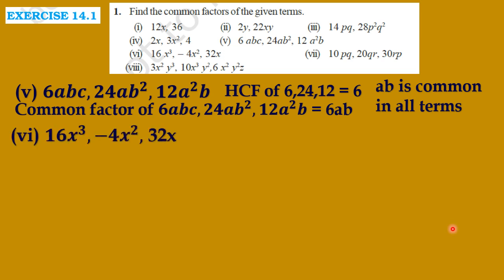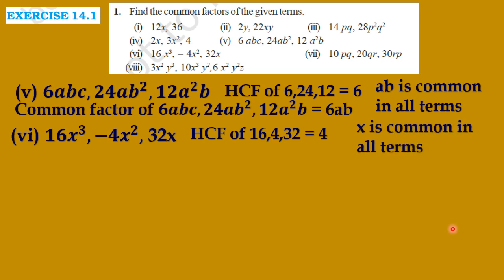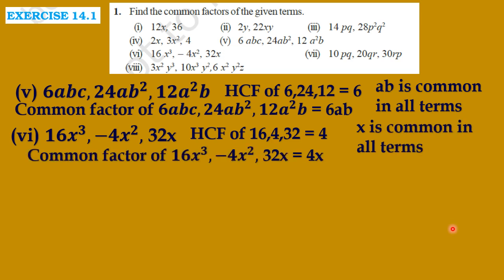Question 6. Okay, let us first take the common factor, the HCF of 16, 4, 32. All are multiples of 4. So 4 is the HCF. All the terms have x. So as I told you, the smallest power of x is taken for the highest common factor. So x, because x cube is there, x square is there, x is there. So the lowest power is x raised to 1. So x is common. So the common factor is 4x.